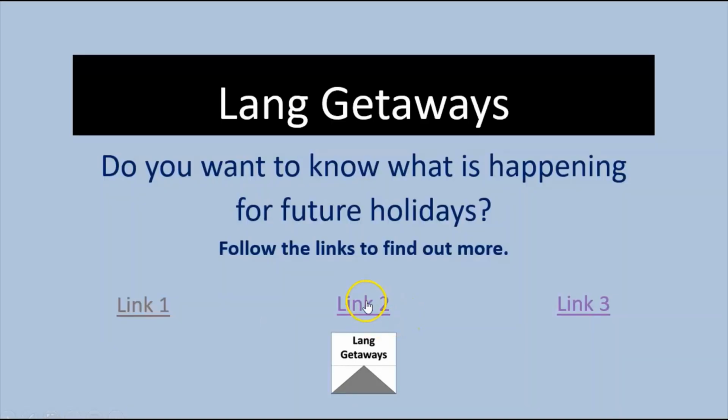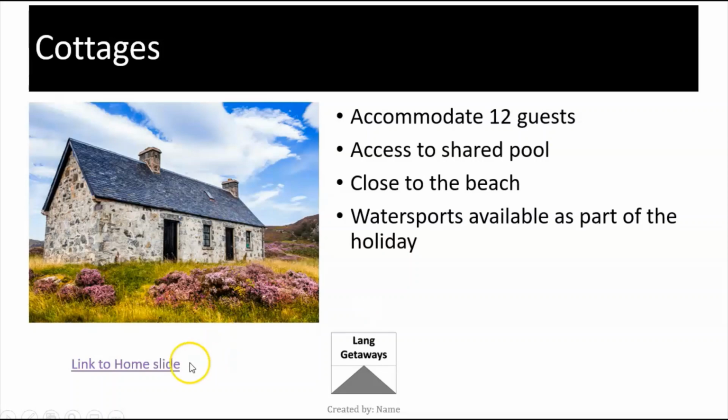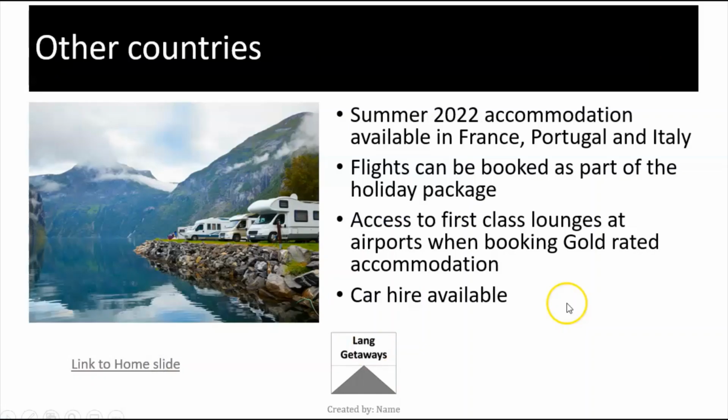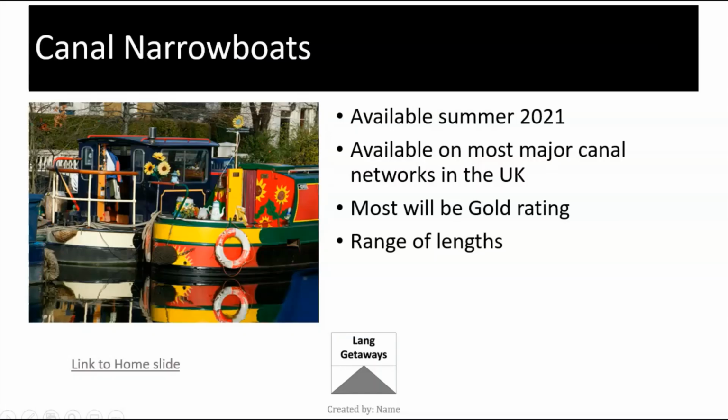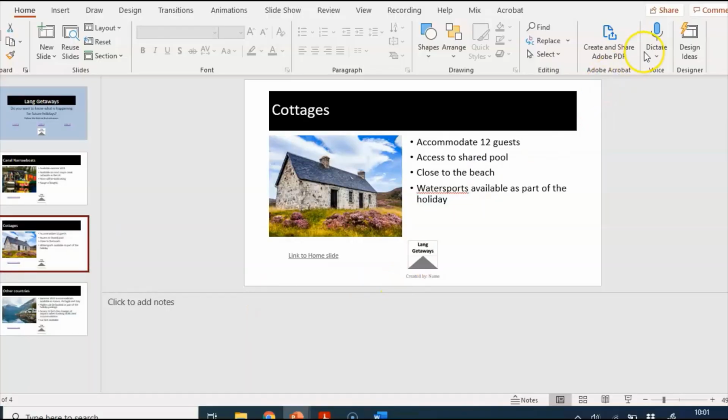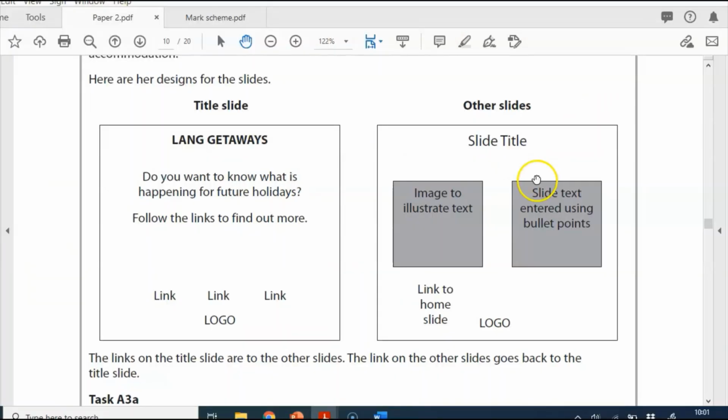Back to the home slide. Then I've got the second slide there, which should look something like this. Back to the home slide. And then the third slide here, which should look something like this. Again, link back to the home slide, and that is the finished article. So we're going to go and make that now.